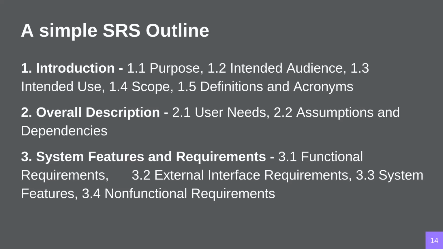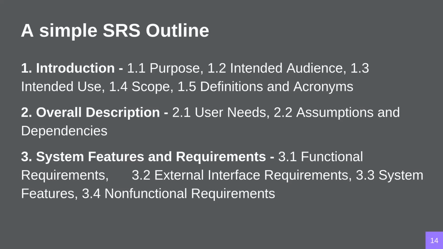Okay, so then part 3 would be about system features and requirements. What are the functional requirements? What are the non-functional requirements? Then we have things like system features and external interface requirements. Do we need particular types of software, or does the software have to interact with an existing system of some sort? So there's a really basic overview of a requirement specification outline.